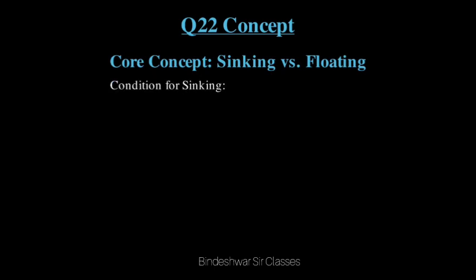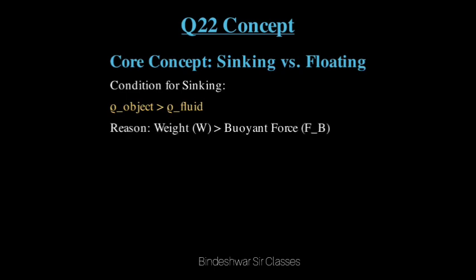An object will sink in a fluid if its average density is greater than the density of the fluid. Why? Because if the object's density is higher, its weight will be greater than the maximum possible buoyant force, which occurs when the object is fully submerged. The weight is rho object times V times g, and the maximum buoyant force is rho fluid times V times g. If rho object is greater than rho fluid, then weight is greater than the buoyant force, and the object sinks. Conversely, if an object's density is less than the fluid's density, it will float.